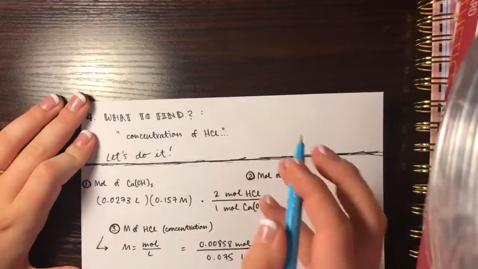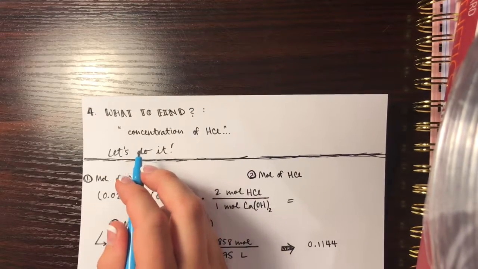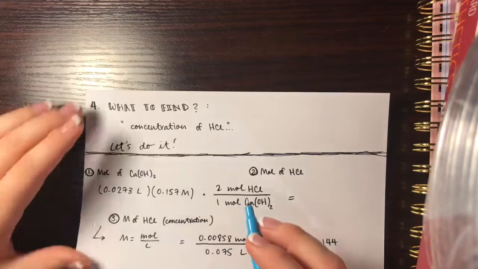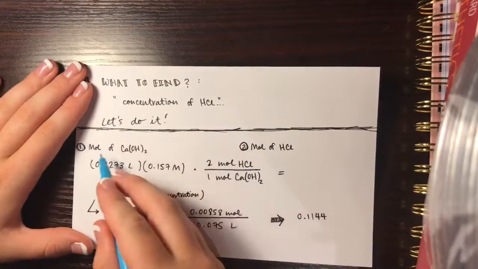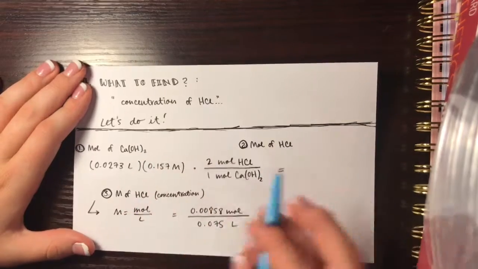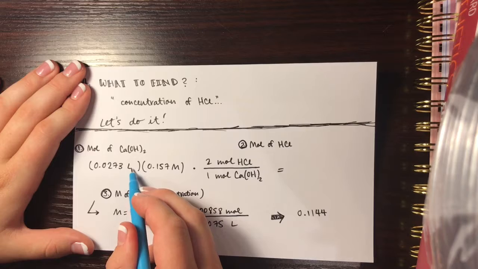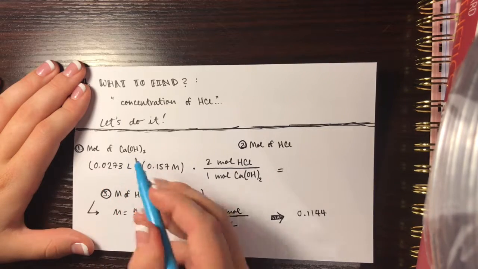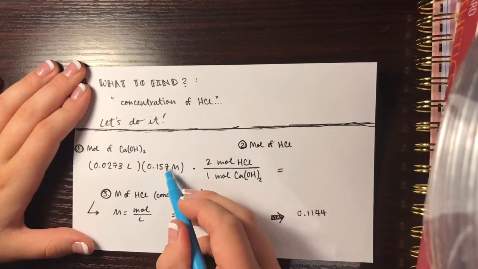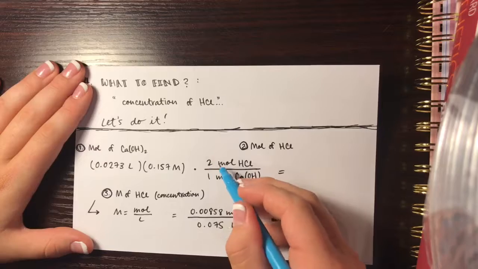So, what to find? As the problem stated in the beginning, we are looking for the concentration of hydrogen chloride. Okay, and so let's just do it. So your number one is going to be your moles of calcium hydroxide. All right, that's what we're finding first. So we have our liters, right? 0.0273 liters calcium hydroxide times 0.157 molar calcium hydroxide times our ratio.